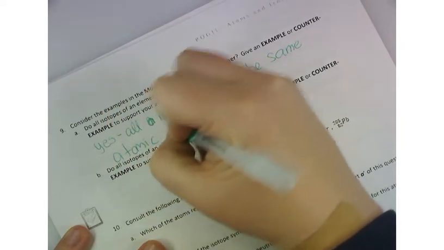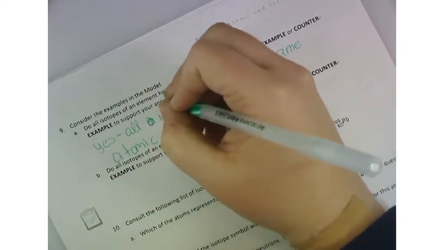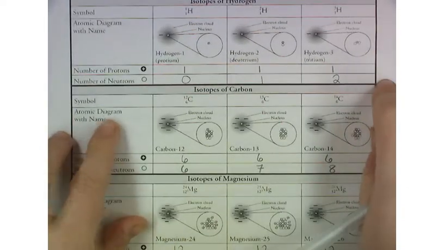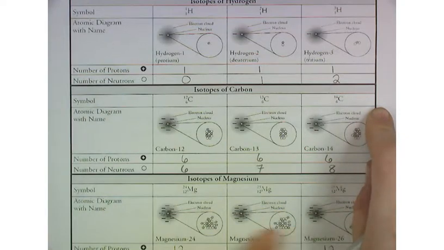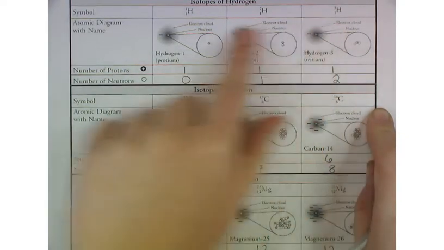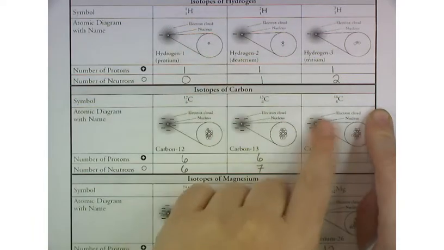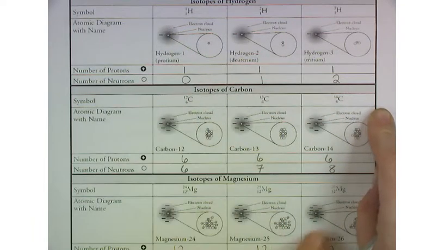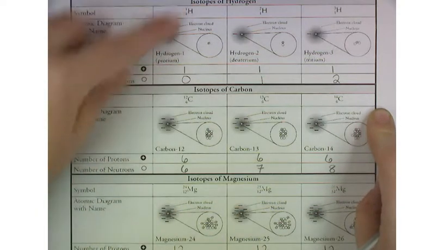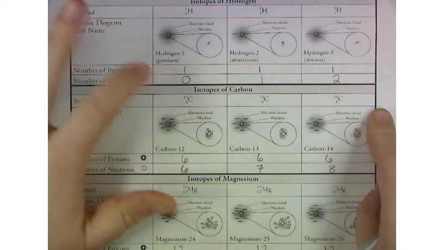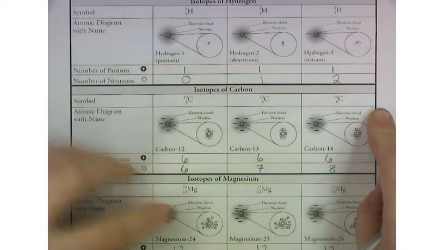I'm not going to write out an example, but I will go ahead and show you one quickly. So let's look at this here. Remember, this is the front sheet that we did. We have isotopes of hydrogen up here at the top. We have isotopes of carbon. We have isotopes of magnesium. If you look here, all of the isotopes of hydrogen have the same atomic number. All of the isotopes of carbon have the same atomic number. All of the isotopes of magnesium have the same atomic number. However, looking down here, hydrogen and carbon are different elements, not isotopes, with different atomic numbers. So there's an example for you.